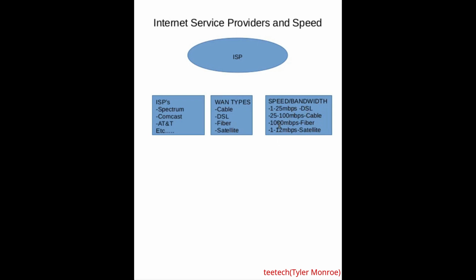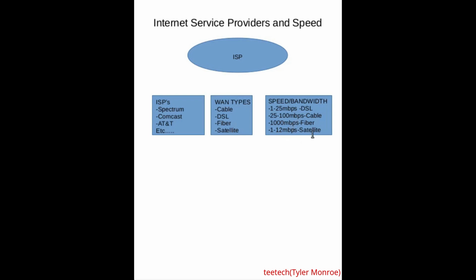Now you will see DSL on the low end with 1 to 25 megabits per second. Cable is somewhere in the middle with 25 to 100 megabits per second. Fiber is way up there at 1000 megabits per second, or 1 gigabit per second. And of course you do pay a lot for that service, and it's not available everywhere.